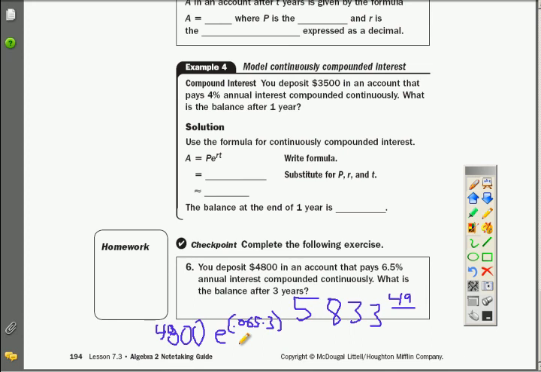And that is the end of section 7-3. And next we get into logarithms. So that's going to be good stuff.